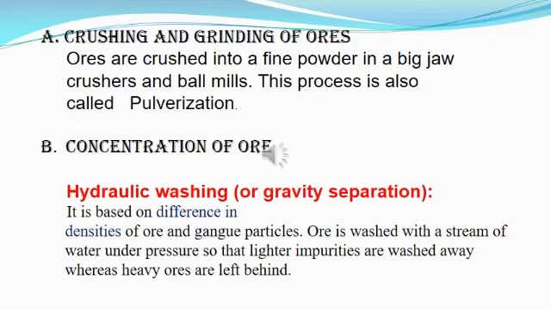In this method, ore and gangue particles are washed with a stream of water under pressure so that the lighter impurities are washed away and the heavier ore is left behind. So this method is based on the difference in density of ore and gangue particles.